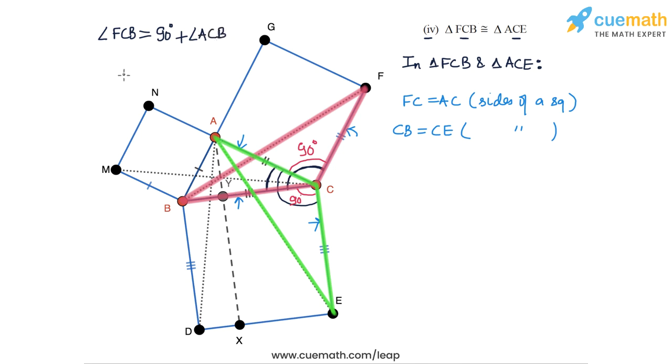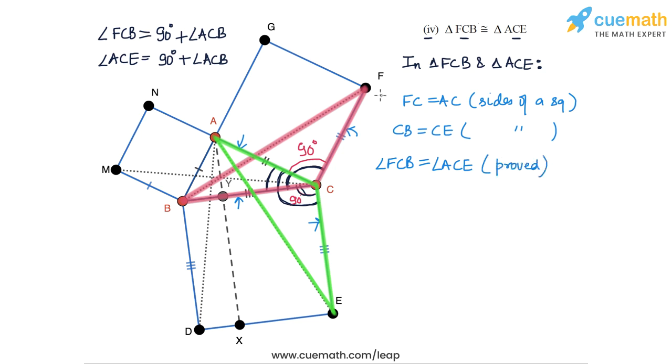Observe this carefully. Angle ACE is this whole angle. This will also be 90 degrees plus angle ACB. So these two angles are equal. Let's write this here. Angle FCB is equal to angle ACE, and this is something that we have proved.